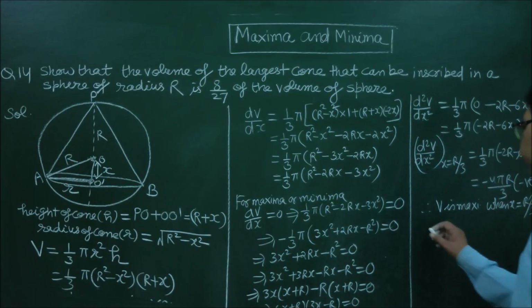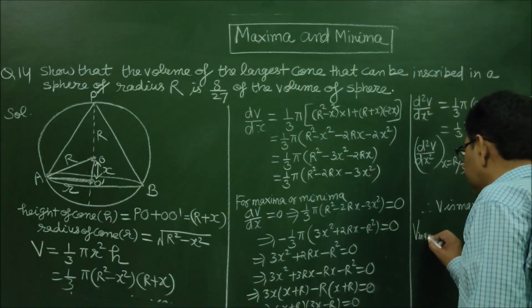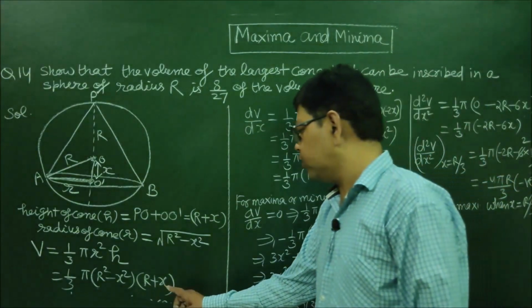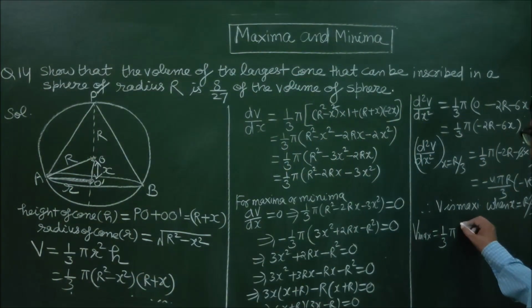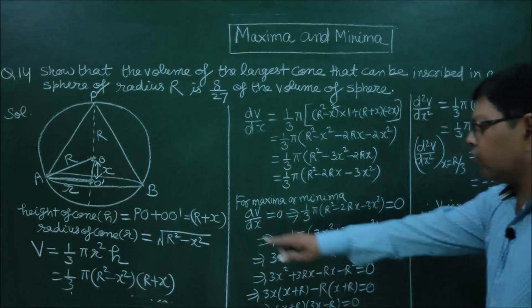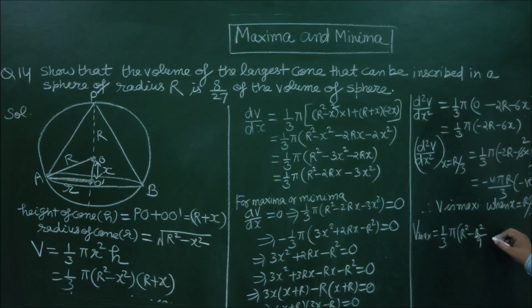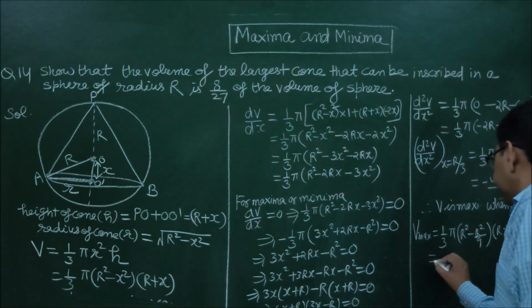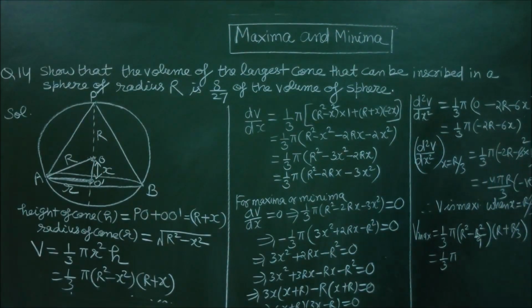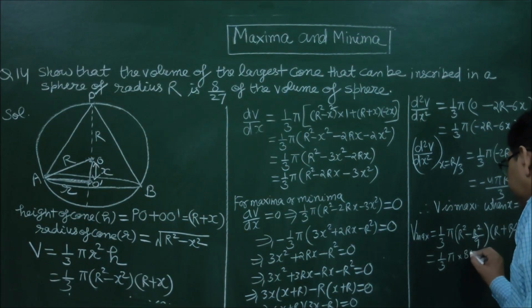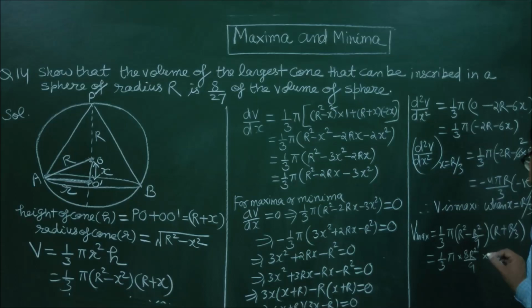So maximum volume V maximum will be equal to 1 upon 3 pi, and in here we can put the value of x is equal to r upon 3: pi times (r square minus the square of r upon 3, which is equal to r square upon 9) into (r plus r upon 3). So 1 upon 3 pi (r square minus r square upon 9, that is 9r square minus r square, 8r square upon 9) into (r plus r upon 3, which is equal to 4r upon 3).